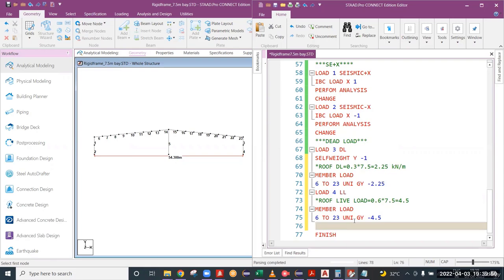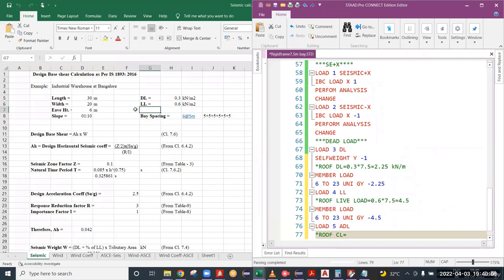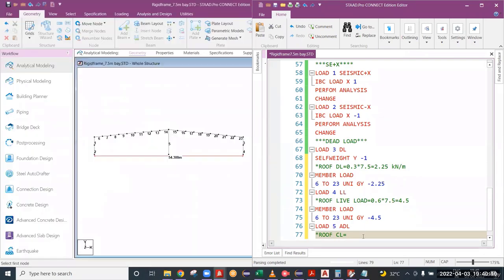In a similar way, load 5 is collateral load, or you can say additional dead load, anything, that is no problem. Roof collateral load. No collateral load has been given, but for understanding purposes I am taking 0.1. All the values here are assumed examples. So 0.1 into 7.5 gives you 0.75.